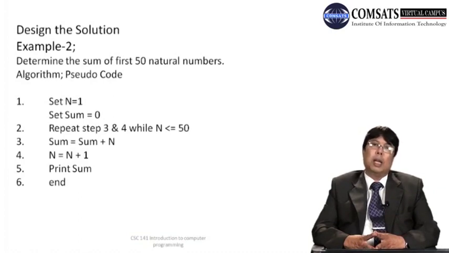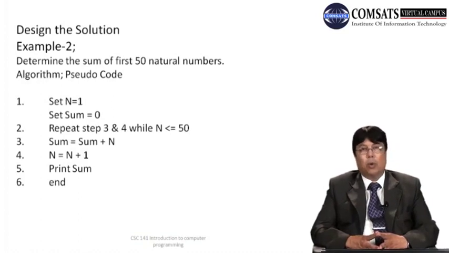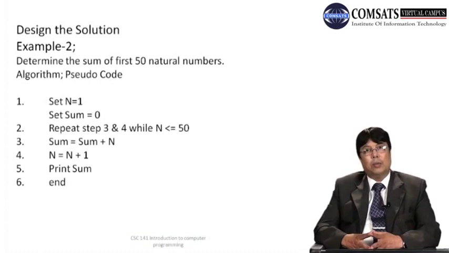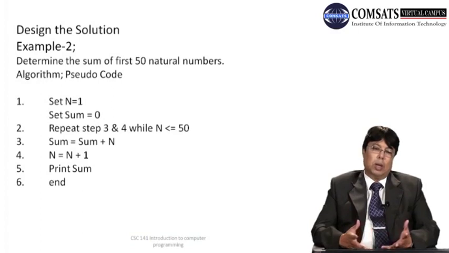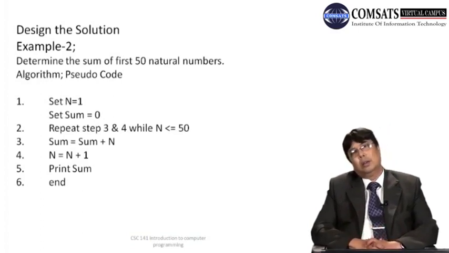And our algorithm says that when the value of n crosses 50, then we should not repeat step number 3 and 4. So where to go? We'll skip step number 3 and 4 this time and go to step number 5, where we will print the sum. End. So we have developed our second algorithm.